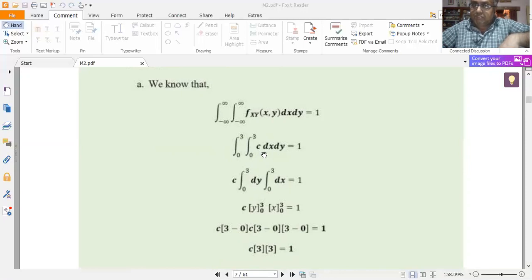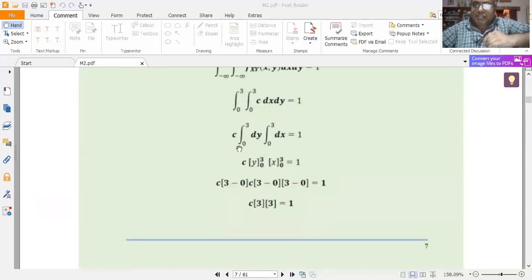The inner integral is with respect to variable x, and the outer integral is with respect to variable y. This is how we split it. So I get c into integral 0 to 3 dy, integral 0 to 3 dx, equal to 1. I am splitting the two-dimensional integral, or double integral, into the product of two one-dimensional integrals.